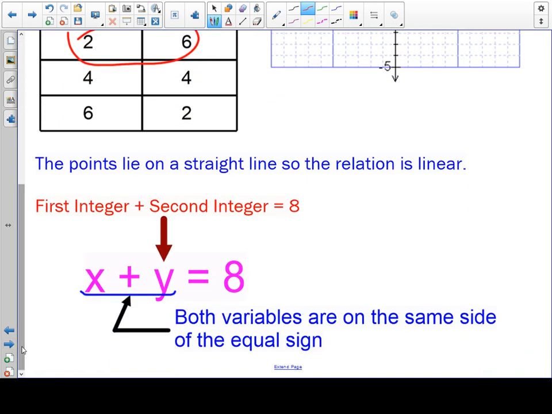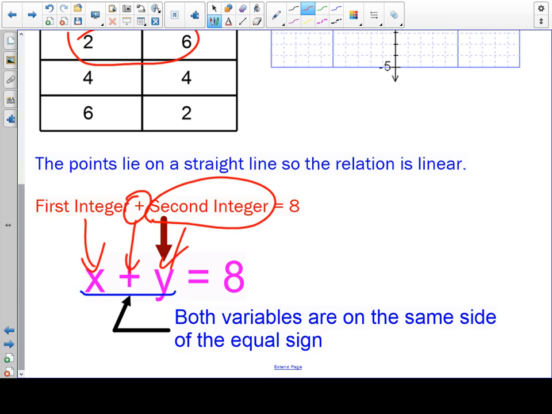Now, the points lie on a straight line, so it's linear, like I said. If we have one number and we add the other number, we get 8. So again, this plus sign goes here. We have a number for the first integer. That becomes our x. That's our first variable. That's the first thing we're trying to find. Our second integer is the second thing we're trying to find, so that's your y. X plus y equals 8.